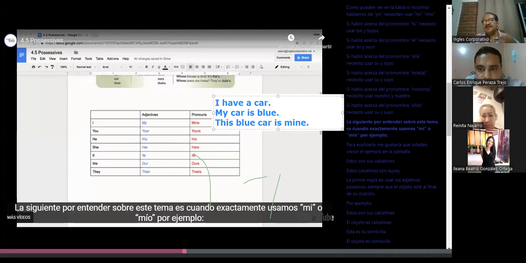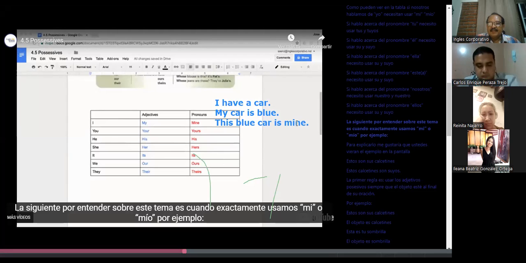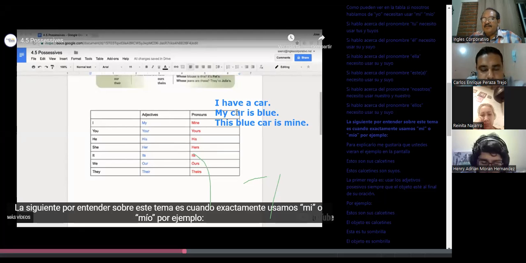¿Se ven? Esas son las tres palabras. I, my, and mine. Ok, ahí están. Y vean la posición que tiene cada uno. El I va al inicio de la oración. El my puede ir al inicio, puede ir después, eso no importa tampoco, pero está antes del sustantivo, del objeto del que estamos hablando.